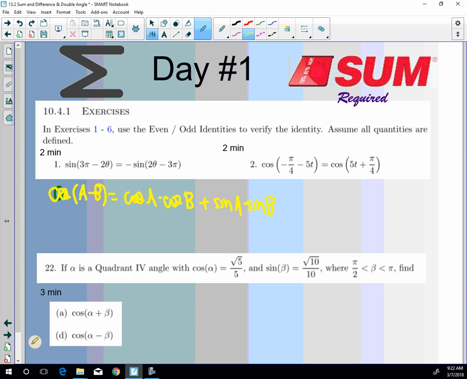Coco CC is what she remembered. And if it's cosine A plus B, the only thing that's different, it's still cosine A, cosine B, and then this is minus sine A, sine B. And it's coco minus CC. So whatever the sign is, you do the opposite in between. But think of this as coco CC.